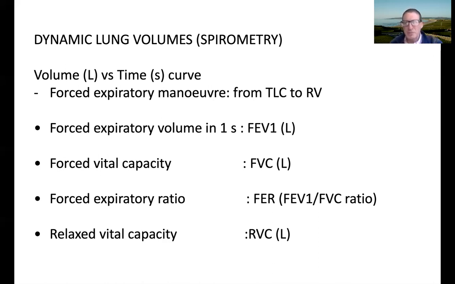And also, something you don't really need to know about is the relaxed vital capacity. So instead of doing a forced maneuver, you do a relaxed maneuver all the way out to residual volume. But you don't really need to know about that. I'm just telling you for information only.